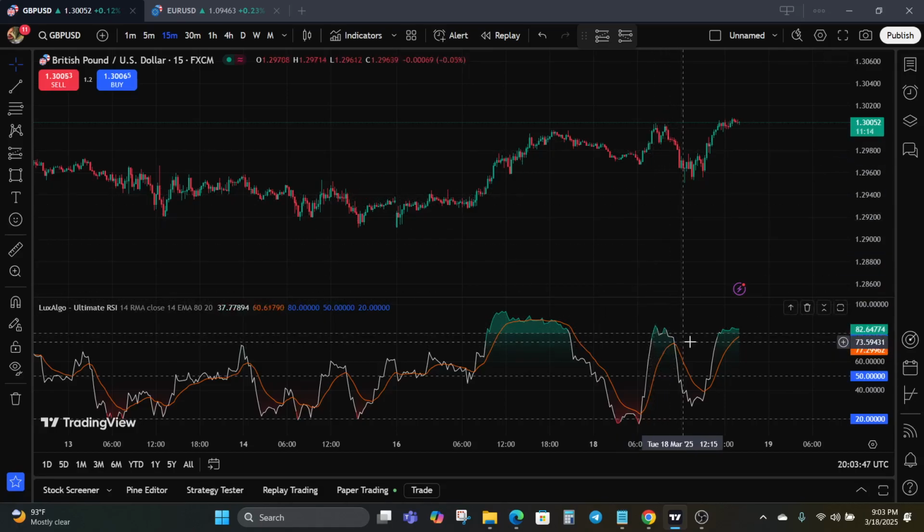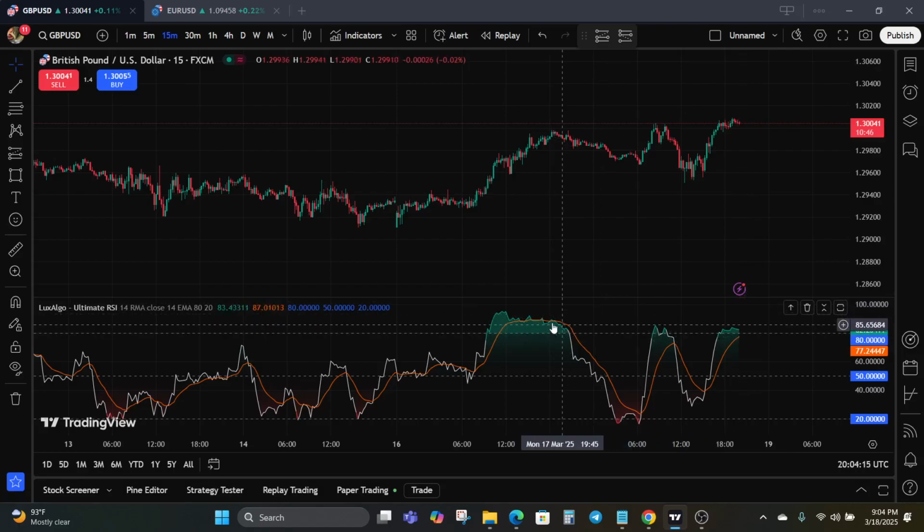Whenever this indicator is in overbought territory, you're going to see a green shaded area, showing that there could possibly be a bearish reversal. And then when you finally have the white line cross below the red, that's your sell signal. So at this point, we have not yet gotten a sell signal. We have to wait until the white line crosses below the red line. That is what confirms our sell entry.